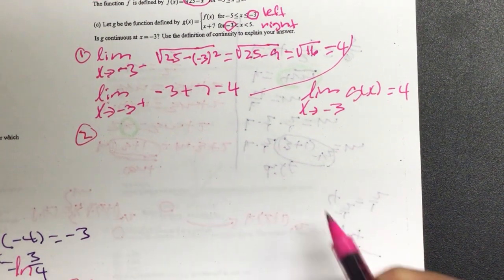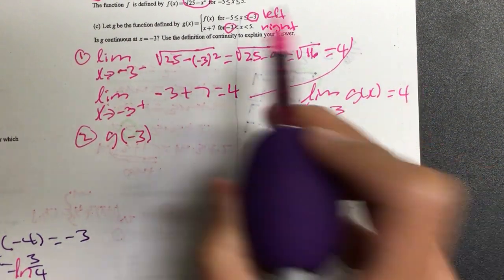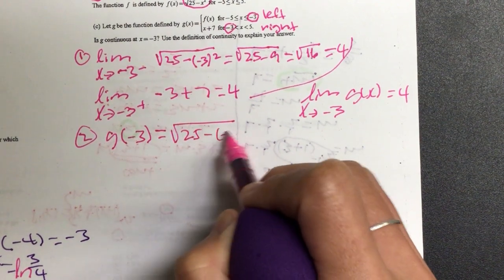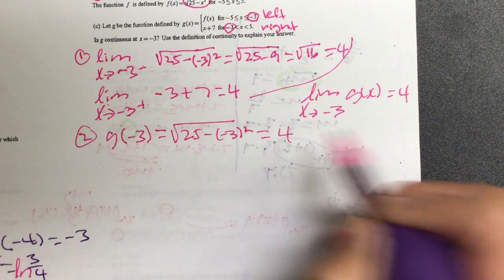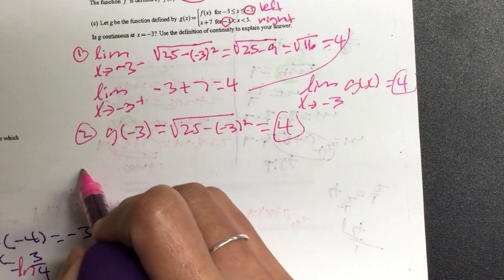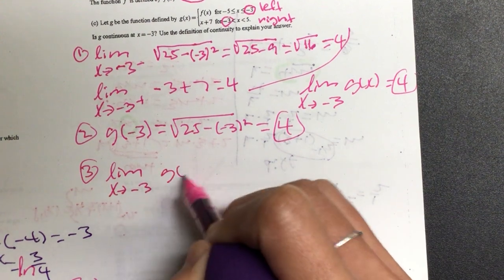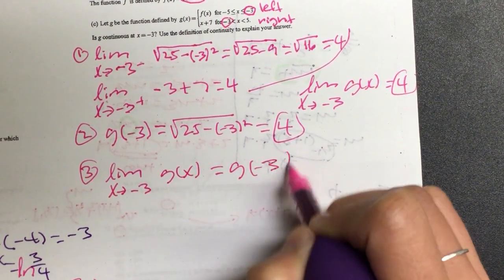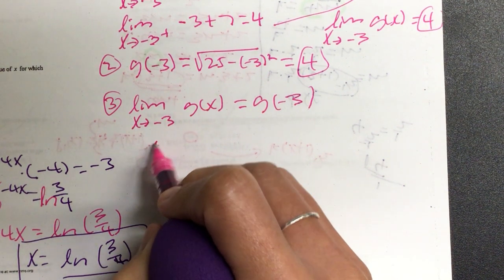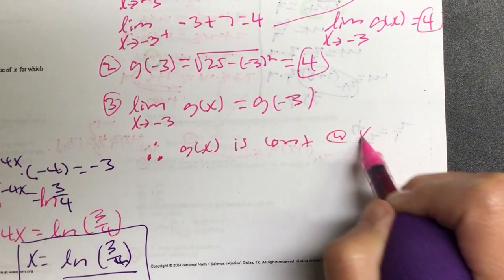For step 2, let's see if the point exists. Does a point at -3 of g of x exist? And -3 is part of the top function, and the top is a square root function with the f of x. And we know that was already 4. They are matching. So we can now say, on my third, the limit as x approaches -3 of g of x is the value at g of -3. Y'all remember the therefore symbol? 3 dots. So therefore, g of x is continuous at x equals -3.